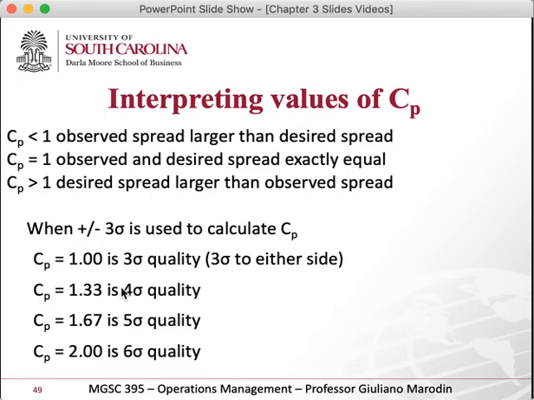And when it's more than 1, you have these numbers that explain a little bit more. If it's 1.33 or more, it fits 4 standard deviations. If it's 1.67, 5 standard deviations each side, and 2 is 6 standard deviations each side. So it means that the process is a 4 sigma quality process, or a 5 sigma, or a 6. Most of the problems will ask you about a 3 sigma quality, but the problem can ask you about a 4, a 5 or a 6. So you have to interpret the number. The result has to be more than 1.33, more than 1.67, sorry, or more than 2.